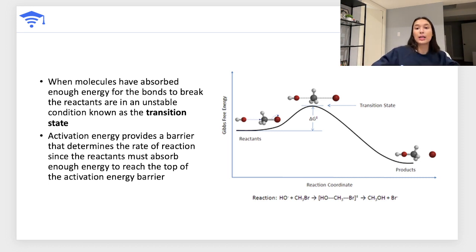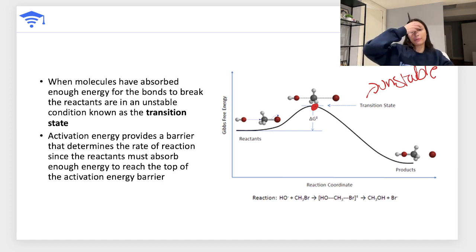So transition state is the most unstable, so this is incredibly unstable because it has a very high energy. When you have a lot of energy in something, it's usually unstable and easy to break. So incredibly unstable, it also has the highest energy, but you have to reach that transition state where the bonds are basically ready to break before you get to products.